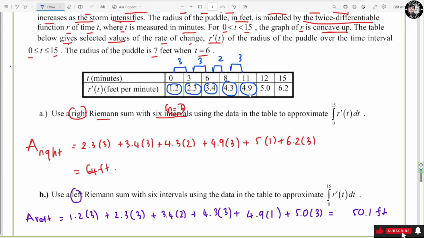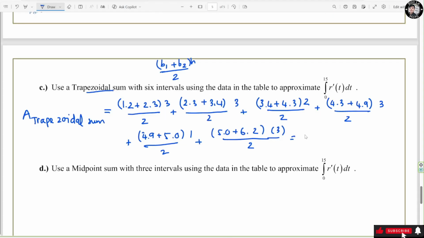Next, base 1 is 4.9, base 2 is 5, and the height should be 1. The last one, base 1 is 5, base 2 is 6.2, and the height should be 3, right? And the answer is approximately 57.05 feet. Now let's move on to question D.